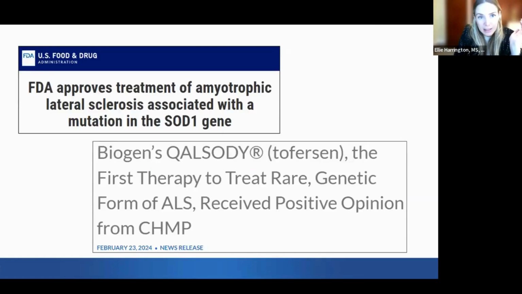Qalsody is an ASO drug to target and treat the SOD1 gene. People with SOD1 mutations, this was approved, I think, spring of 2023. Yes, spring of 2023. So it's been approved for a little over a year now. I think we have a number of people at Columbia who are receiving treatment for Qalsody.